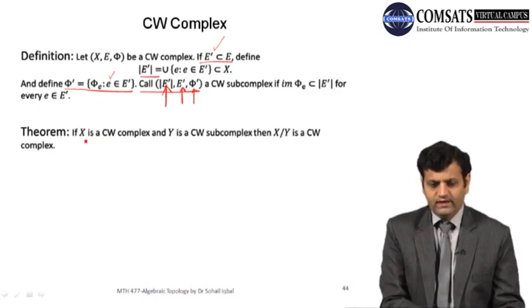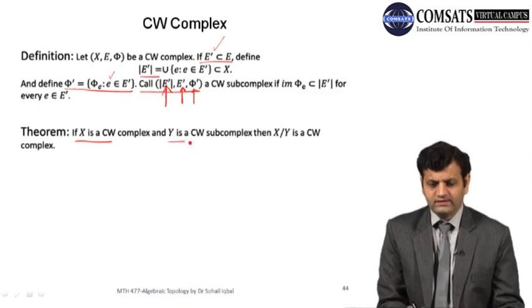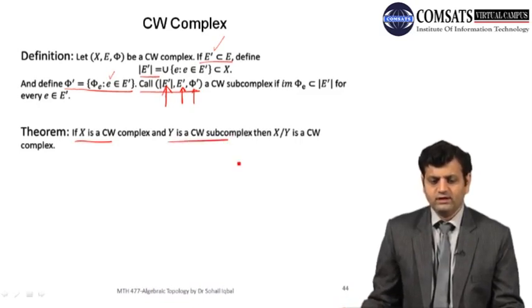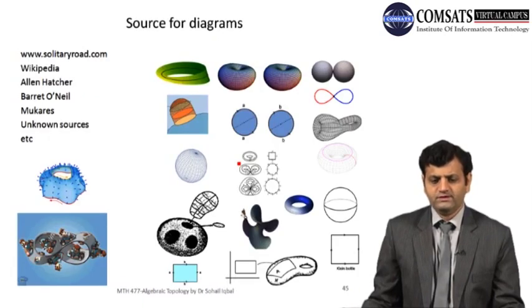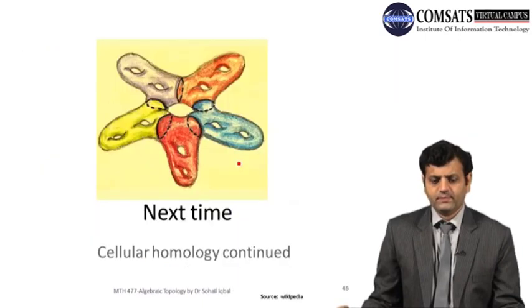If X is a CW complex and Y is a CW subcomplex, then their quotient is also a CW complex. It's a theorem, and if you are interested in the proof, you may have a look in Joseph Rotman's book on algebraic topology. These are our references for today's lecture.